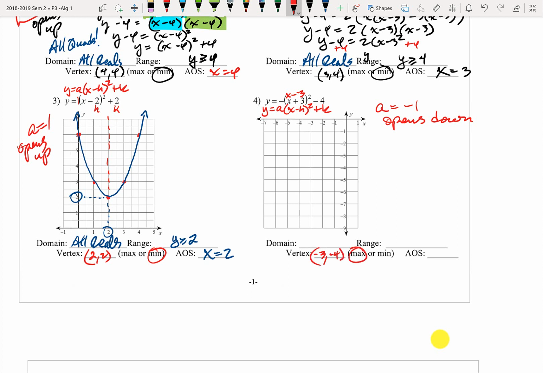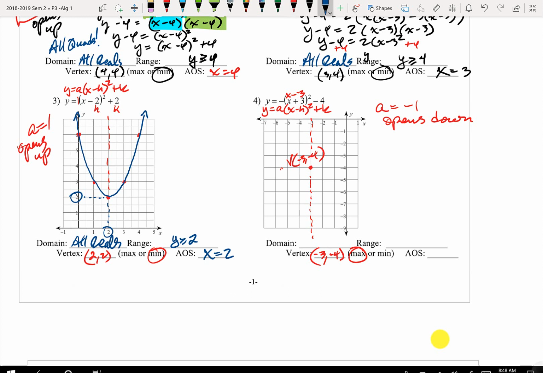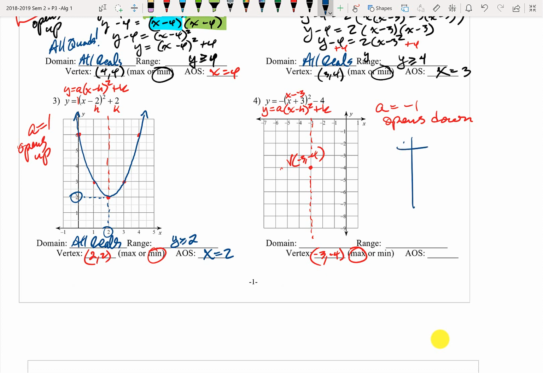And because it opens down, we have a max. So we plot (-3, -4), which is left 3, down 4. Draw the line of symmetry again. Start plotting. Okay, now a equals -1. So the parent function here is -x squared, because a equals -1. Over here a equals 1, and if a equals 1, the parent function x squared, for 1, 2, 3, would be 1, 4, 9. So that's why we went right 1 up 1, right 2 up 4, and right 3 up 9 if we could. Here you've got to go down.